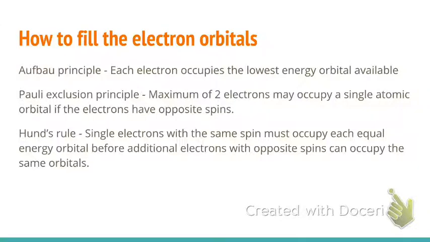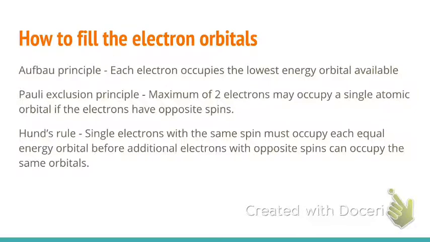Okay. Here are 3, so what we're going to do now is start to fill these electron orbitals, but there are rules in the filling. The first is we must fill from the lowest energy to the highest. So each electron occupies the lowest energy orbital available. That's the Aufbau principle. The Pauli exclusion principle says you have a maximum of 2 electrons in each atomic orbital, and then the electrons must have opposite spins.